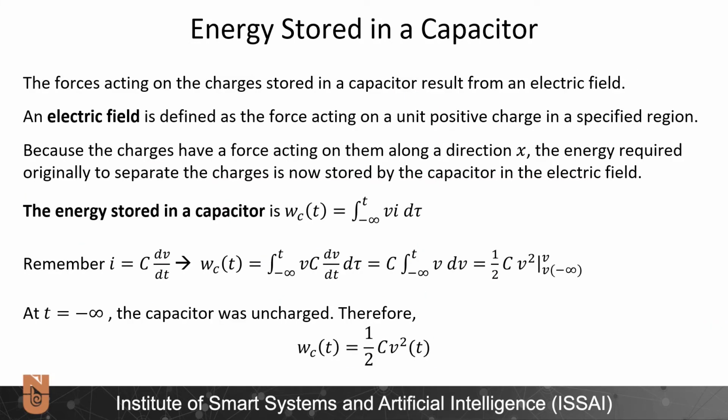Now that we know the current through a capacitor and voltage over a capacitor, we will focus on figuring out what is the energy stored in a capacitor. The forces acting on the charges stored in a capacitor result from an electric field. An electric field is defined as the force acting on a unit positive charge in a specified region. Because the charges have a force acting on them along a direction x, the energy required originally to separate the charges is now stored by the capacitor in the electrical field.